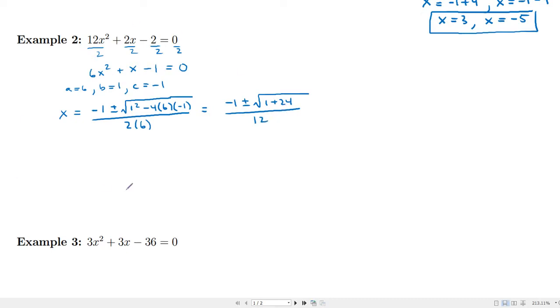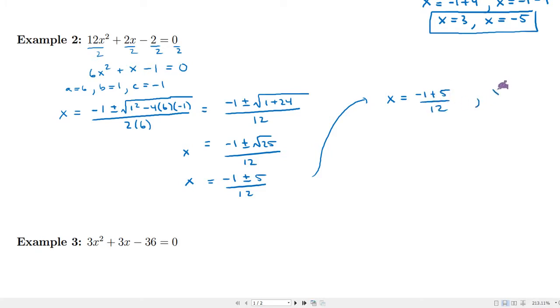And now this is negative 1 plus or minus the square root of 25 over 12. And so that's negative 1 plus or minus 5 over 12. And so we have our two solutions, right? We have x is negative 1 plus 5 over 12, and x is negative 1 minus 5 over 12. And so then this will be 4 over 12, and x is negative 6 over 12, and those simplify. So this is 1/3, and this is negative 1/2.